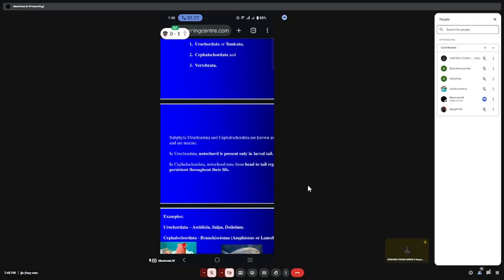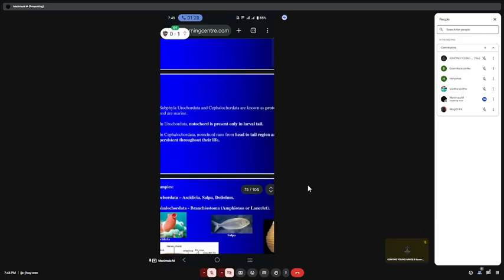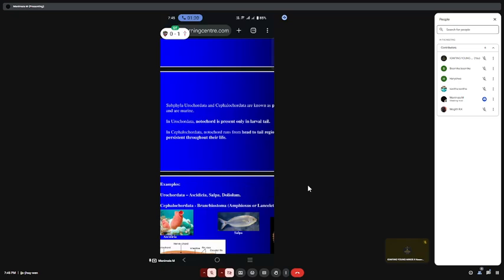Please make a note of it. In the Latin word, Urochordata means tail bearing animals. Mostly these animals live in the marine. The body is unsegmented. They have tail-like organs. Tunicata means they have a tail.